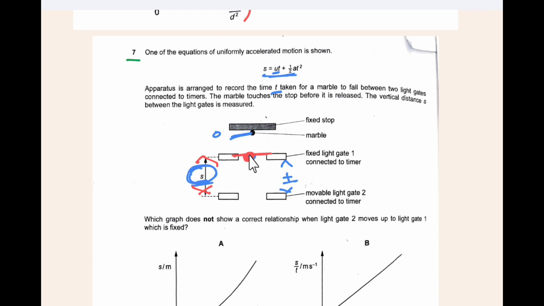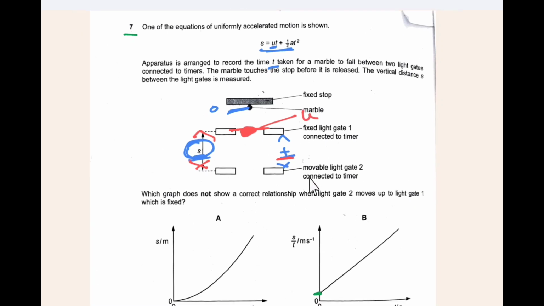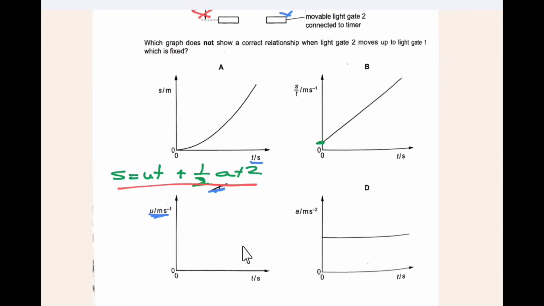So at the starting, that means at this region, it must have some speed. Since it has some speed, the graph of T against u cannot be 0, since u must have some value, as it is falling from a height. So u at this point must have some value. So u cannot be a 0 value. So this statement is wrong. So it could be our option.